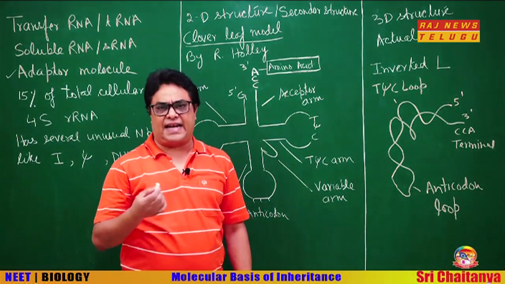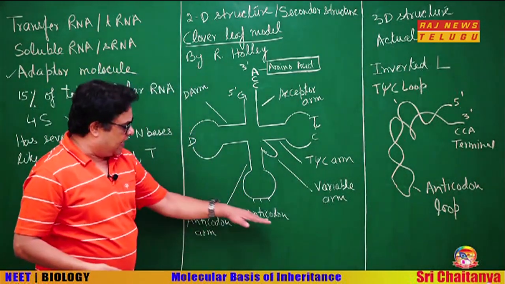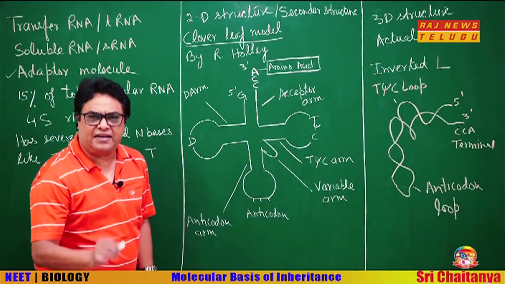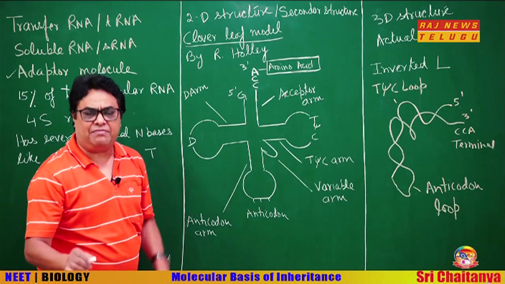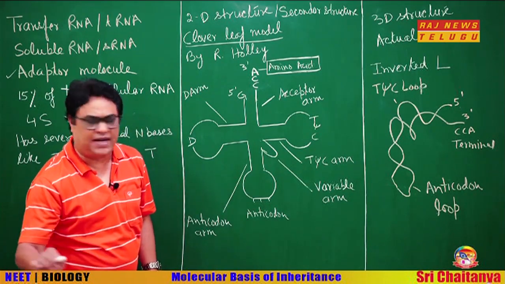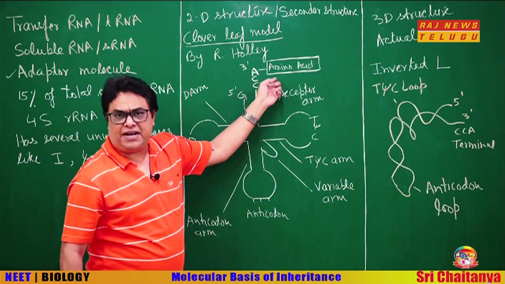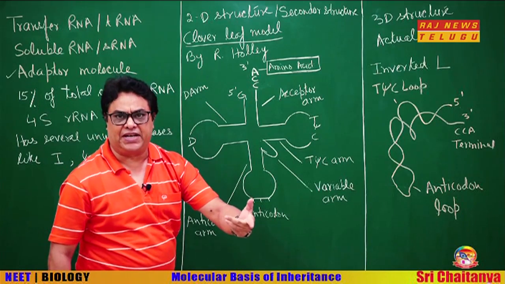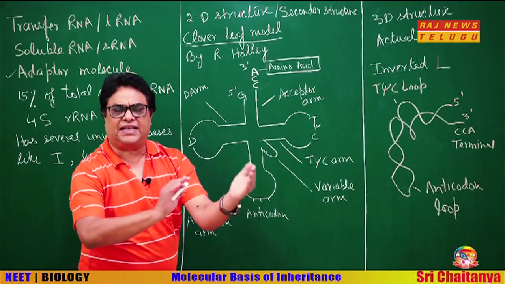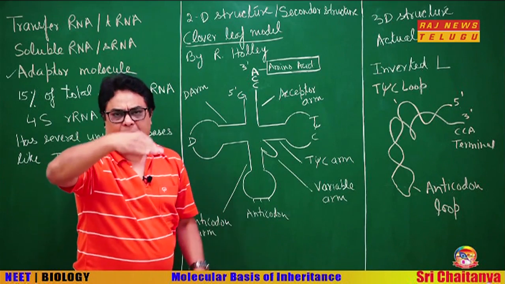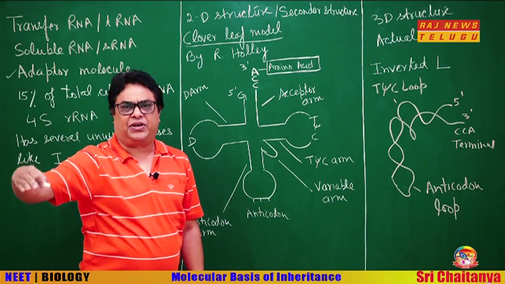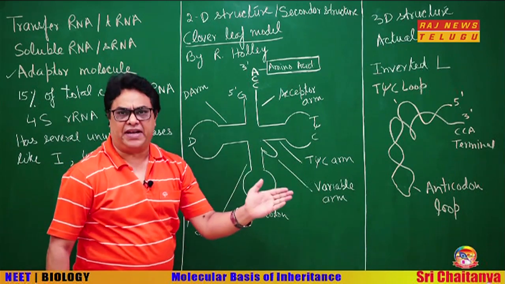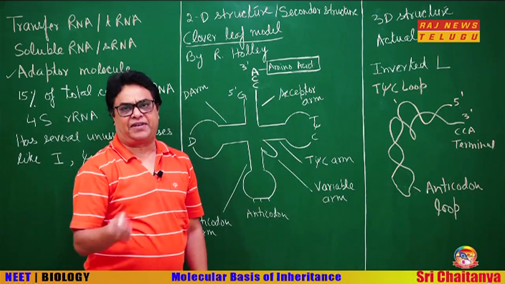Why is it called as adapter molecule? Because at one end it has anticodon. With the help of this, it can read the codons on the mRNA, that is the polyribonucleotides, and at the other end it has amino acid. So it can attach amino acid to the growing polypeptide chain. So it works as a conduit, as a bridge between the polyribonucleotides of mRNA and the polypeptide of the protein. That is why it is called as an adapter molecule.